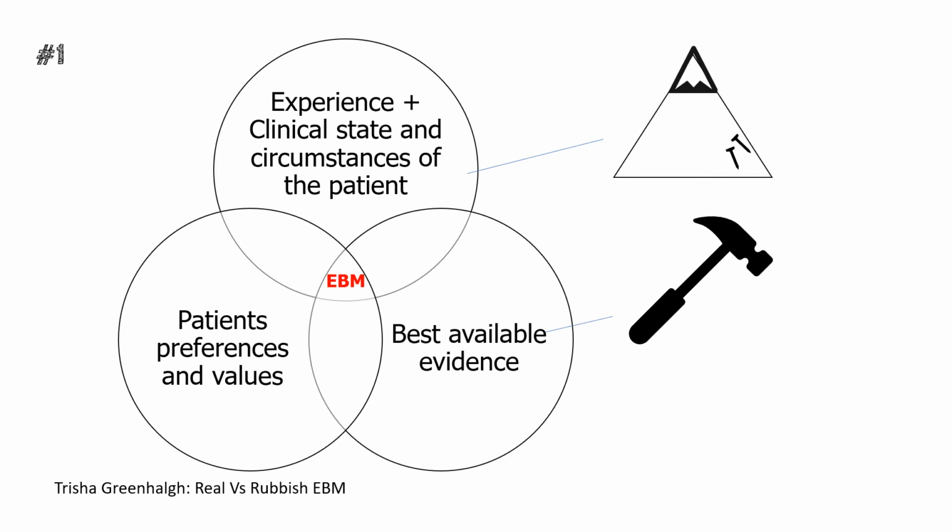Okay, then just 3 or 4 take-home messages about evidence-based medicine in general from these studies in the journal. First of all, evidence-based medicine is this triad of patient preferences, which is often forgotten, and the best available evidence, which is what we just did the analysis of, and then the experience and the clinical state and circumstance of the patient. And what we sometimes forget is that the best available evidence, well, that is our tool.